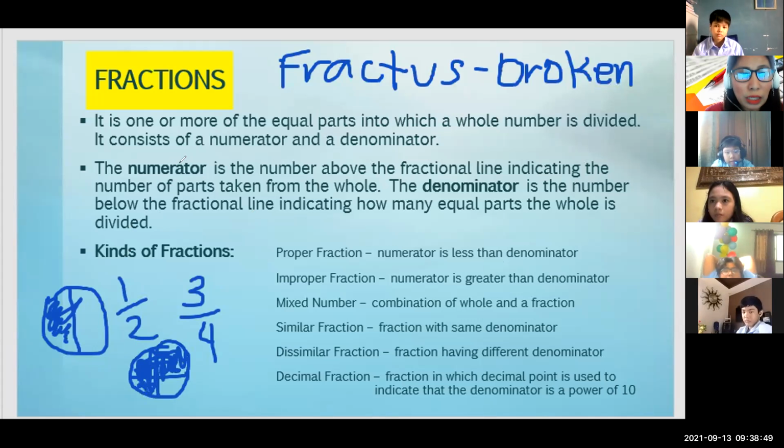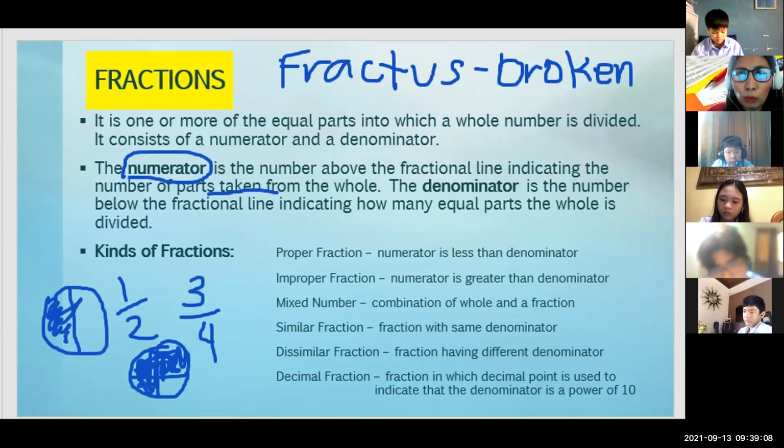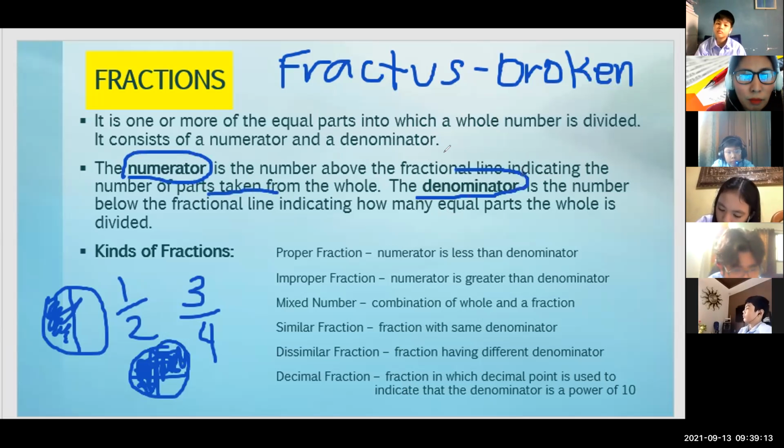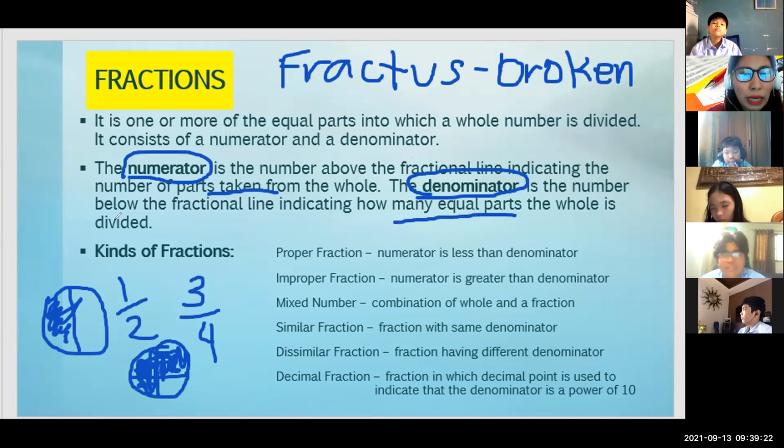So the fraction consists of two parts, the numerator and the denominator. The numerator is the number above the fractional line. It indicates the number of parts taken from the whole. And the denominator is the number below the fractional line. It indicates how many equal parts the whole is divided.